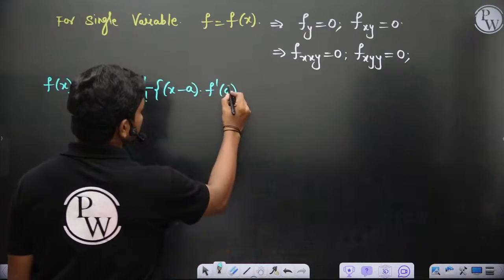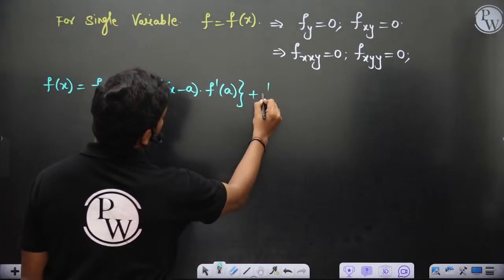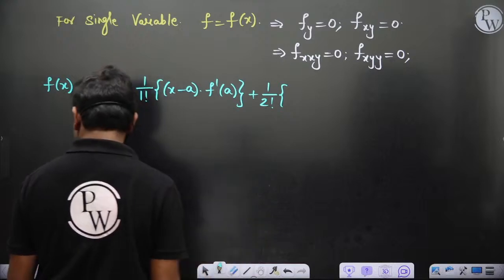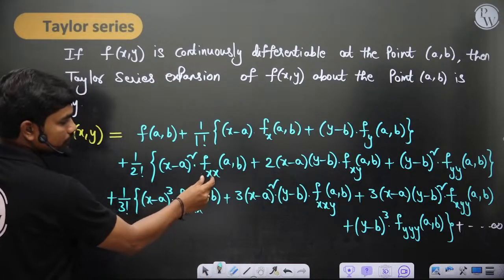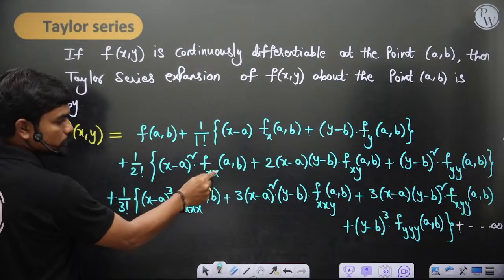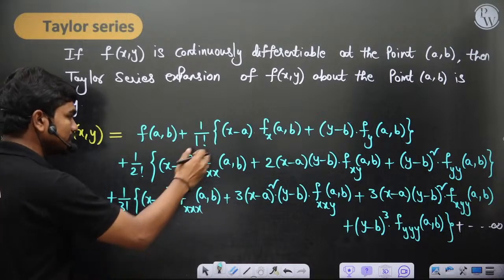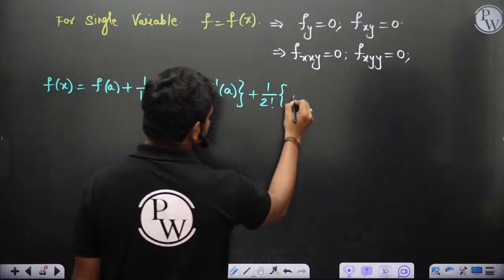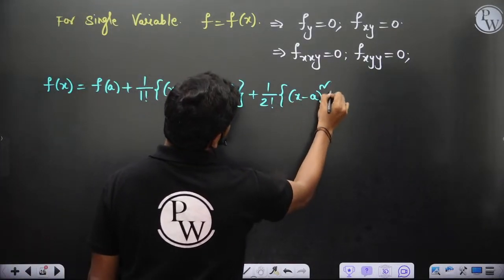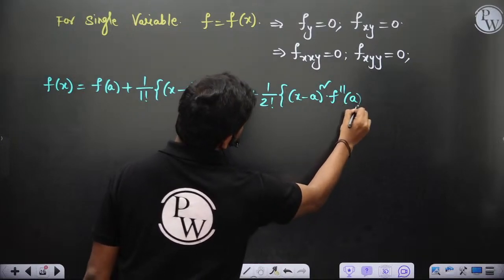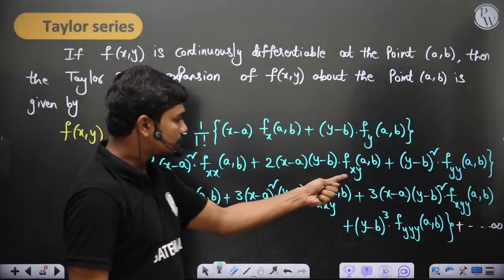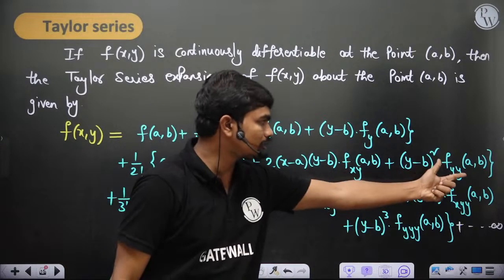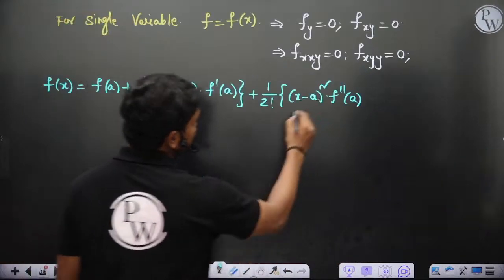So you have the term closing like this, plus 1 by 2 factorial into, then again this term will survive because this is only a function of x, and these two are also del square f by del x square, which is d square f by dx square here. So 1 by 2 factorial times x minus a whole square times f double dash of a. Then coming to the two terms, there is involvement of y, so this term would be 0, this also would be 0. So this term ends here.